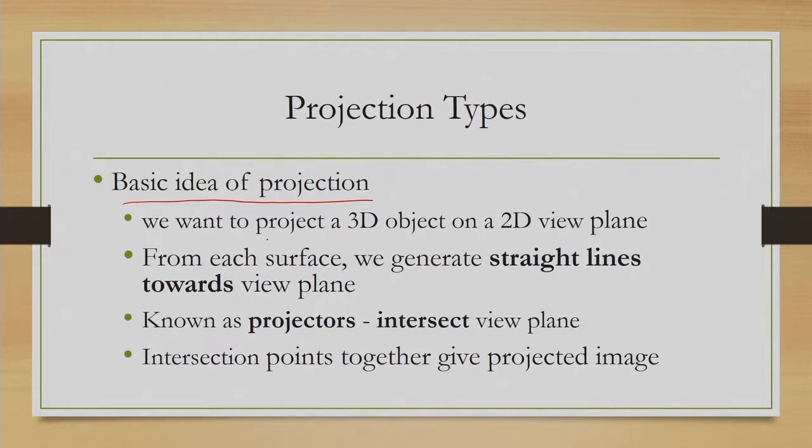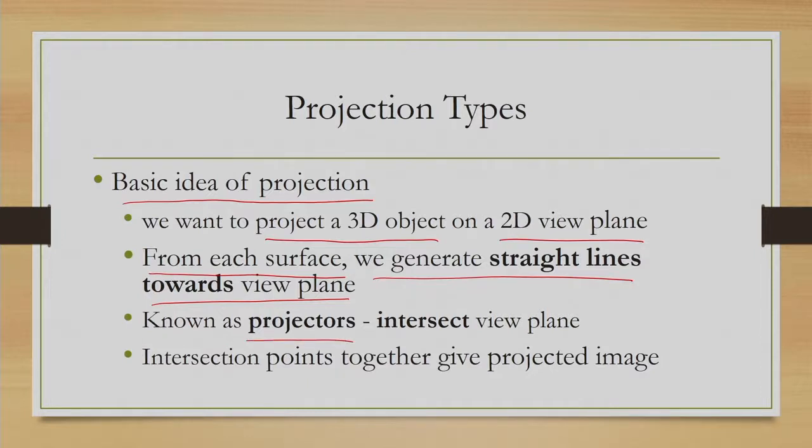So, what do we want? We want to project a 3D object on a 2D view plane. So, from each surface point of the objects that are present in the 3D scene, we generate straight lines towards the view plane in order to create that projected image. Now, these straight lines are known as projectors, and they intersect the view plane. When we put together these intersection points, we get the projected image.